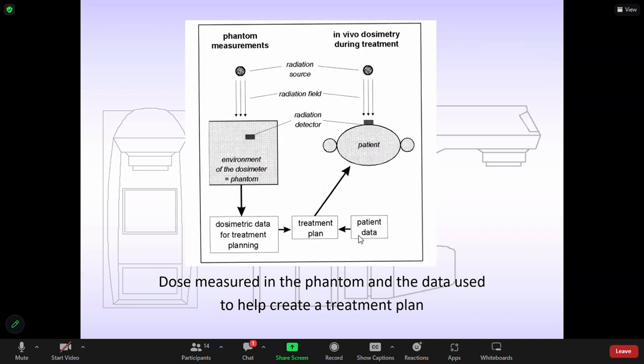And the other thing with patients, by the way, the word in vivo basically means we're doing the measurement on the patient. This is called in vivo dosimetry during treatment. It's common to do measurement for a patient before delivery to make sure that we are delivering the right dose, especially in a very critical part of the body.